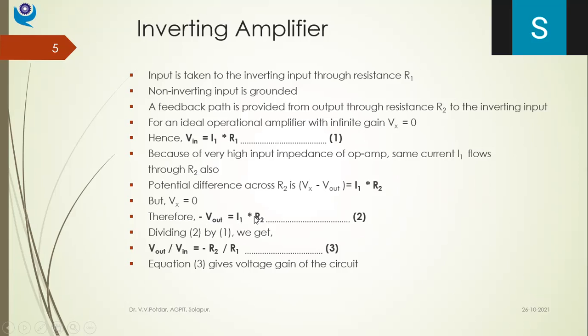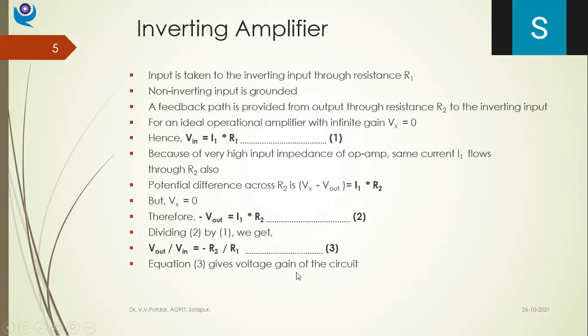I took the negative sign to the right hand side. Vout by minus Vin, I1 gets cancelled, so R2 by R1. The minus sign goes to the other side. Vout by Vin is equal to minus R2 by R1. This is my gain equation. Equation 3 gives the voltage gain of the circuit.